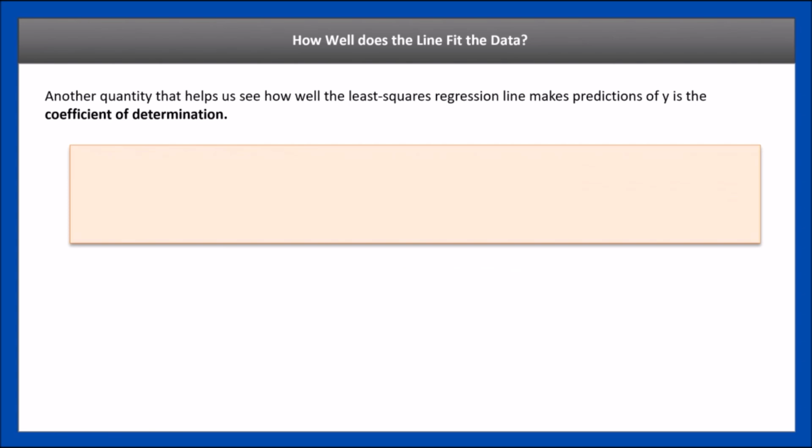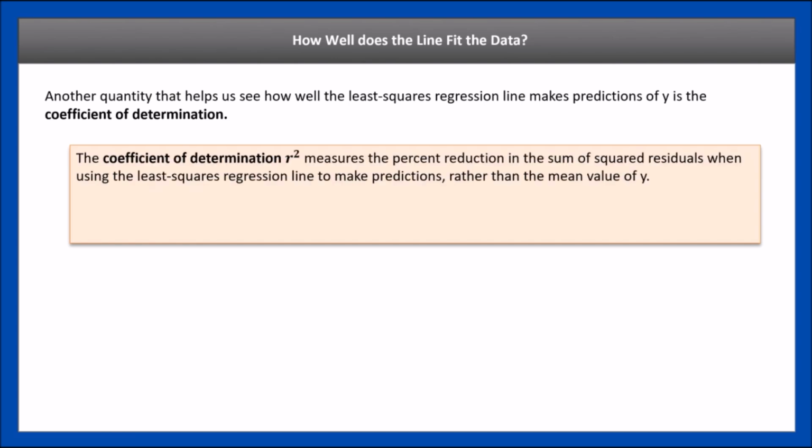Okay, so another quantity that helps us to see how well our least squares regression line makes predictions is called the coefficient of determination. The symbol for that is r squared. There are two interpretations for it. The first interpretation is that it measures the percent reduction in the SSR, the sum of squared residuals, when we use the least squares regression line to make predictions, rather than the mean value of y. I'm going to explain what that means in just a second.